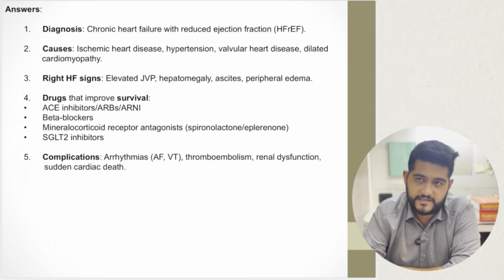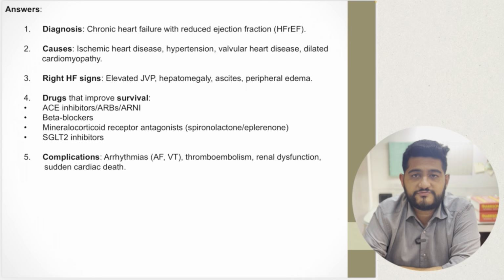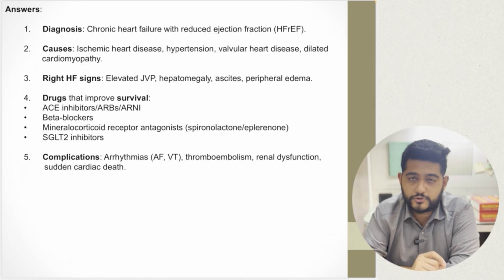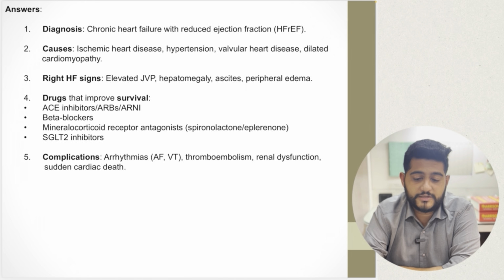Right heart failure signs are elevated JVP, hepatomegaly, ascites, and peripheral edema. Drugs which are known to improve survival are the ACE inhibitors, ARNIs, beta blockers, mineralocorticoid receptor antagonists, and SGLT2 inhibitors. They are known as the Fantastic Four, the four important drugs which are known to improve survival. And the complications are arrhythmias, thromboembolism, renal dysfunction, and sudden cardiac death. So this is another important topic which you should know thoroughly. You can be given a long case, you can be given a short case, you can even be asked anything about heart failure. So it's a very important topic, you can't skip.